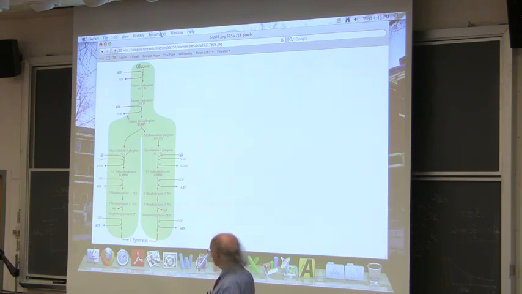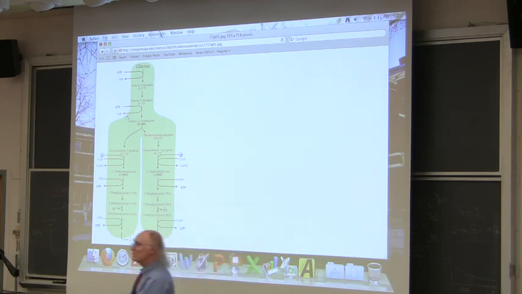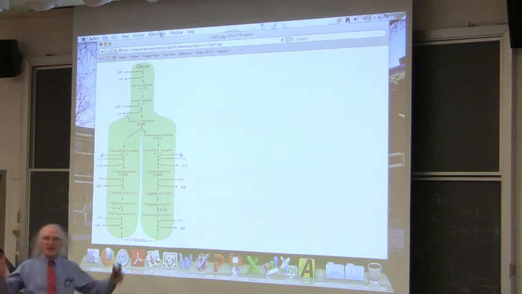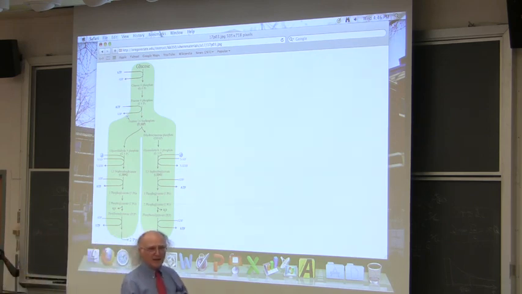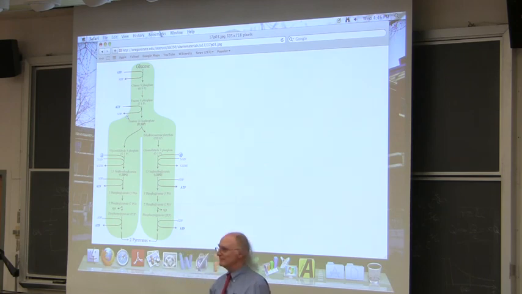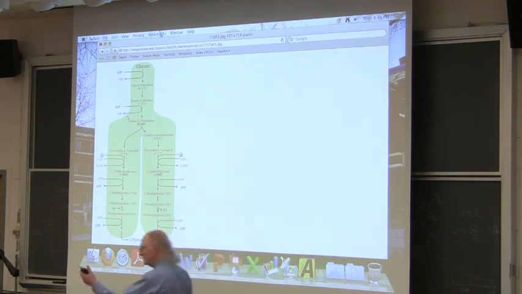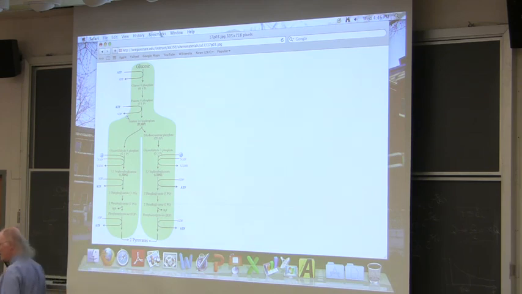So pyruvate kinase starts converting PEP into pyruvate, which decreases the concentration of PEP, which decreases the concentration of 2-phosphoglycerate, which decreases the concentration of 3-phosphoglycerate. You get the picture. Which decreases ultimately the concentration of these two guys, and we've just pulled the whole process forward. That's pretty darn cool. It's built into your cells. You didn't even know it was there, and it happens every time you get up and you're scared.